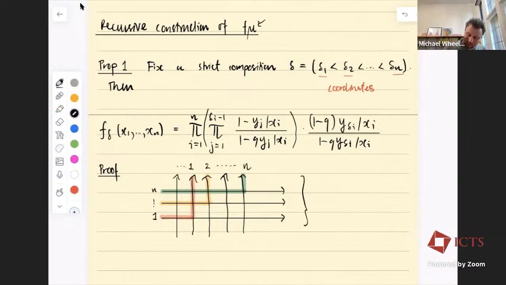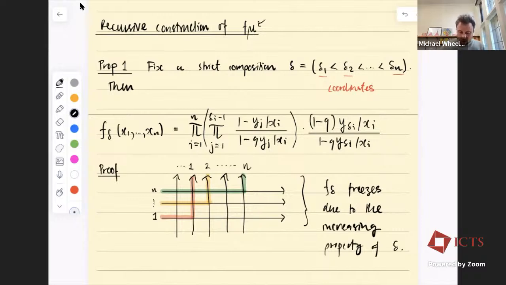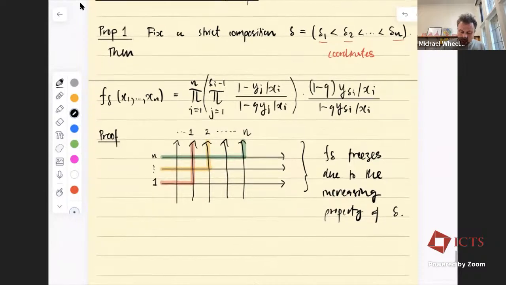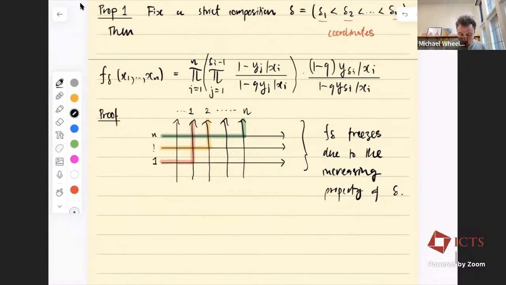Okay, so I'll just put a remark behind here. So F delta freezes due to the increasing property of delta. And so it only remains to work out the weight of each of these rows of the lattice. So basically, row number i will correspond to the ith term in this product here. So let's just have a look maybe at row number i.